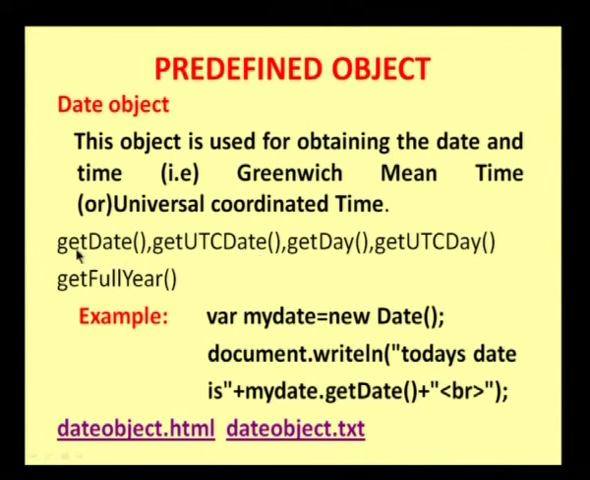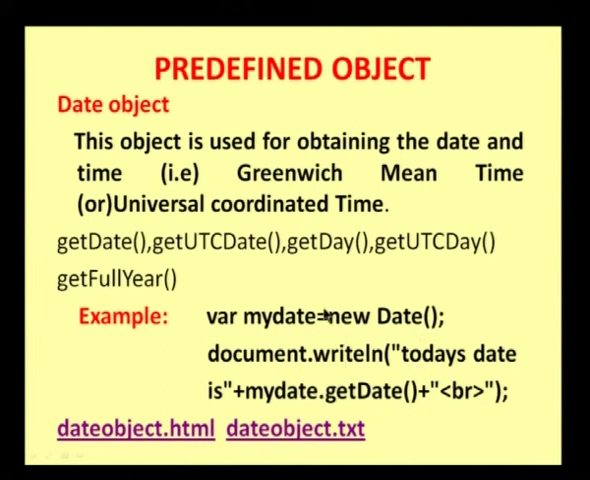So that is the string object and math object. The date object also has some functions: getDate, getUTCDate, getDay, getFullYear. So these are the inbuilt methods available in date objects. For example, here variable myDate is equal to new Date. We are going to manipulate a date in the system. Instead of using the inbuilt date, we are going to modify it for our purpose. So we can give it as today's date is myDate dot getDate.